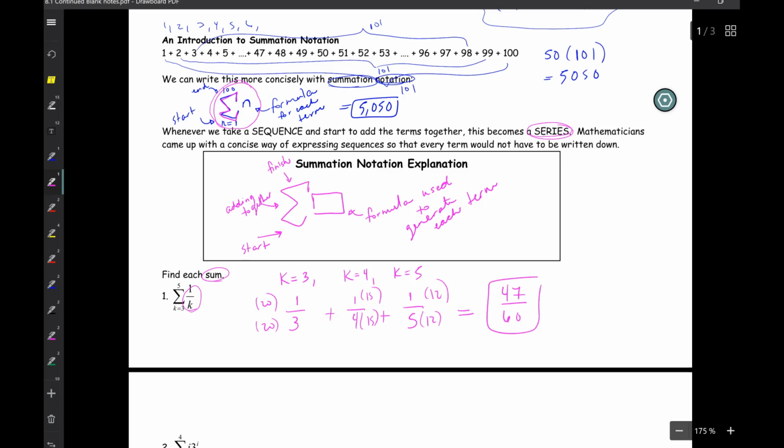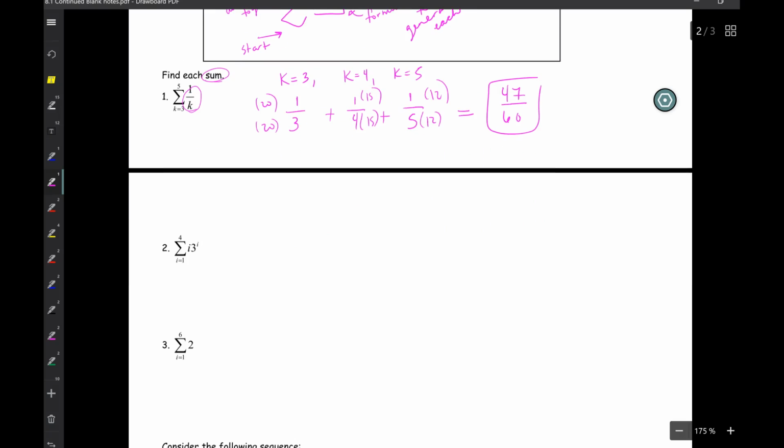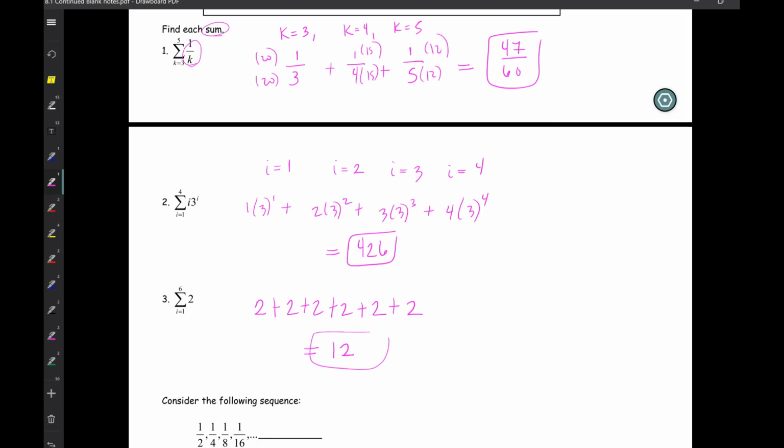I know that's new, and I gave you a fun story, which we will be repeating when we look specifically at arithmetic series, adding numbers together. But for now, practice that new notation. Practice number 2 and number 3. Number 2 should equal 426, number 3 should equal 12. Give me a thumbs up if you got that.